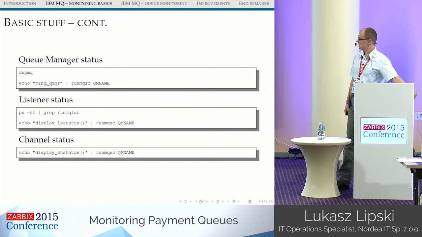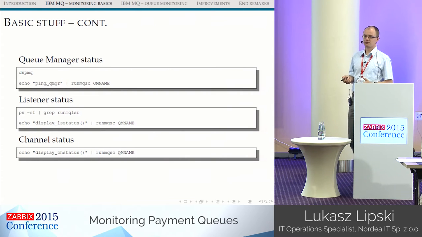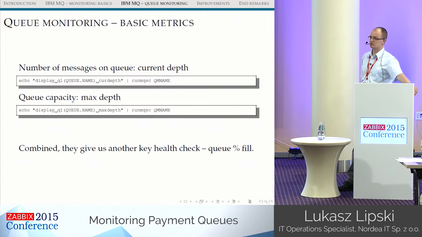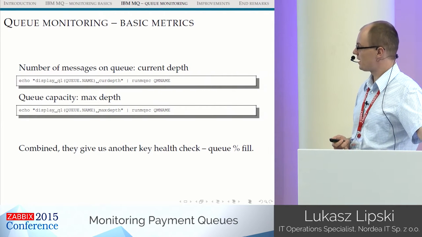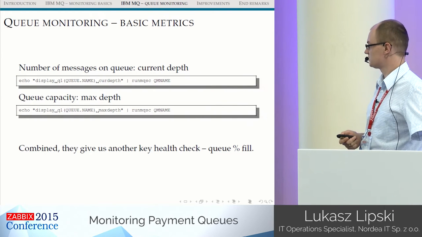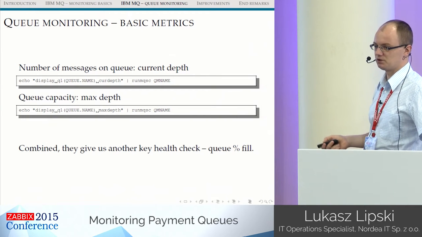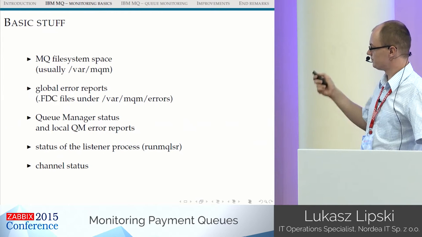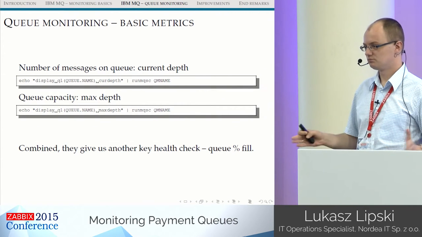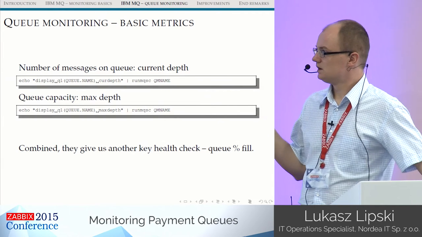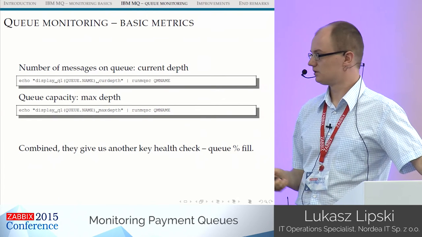And as for the channel status, in order to make sure that all your channels are up and running, you should probably use runmqsc. Aside from those five key metrics, you should also be focused on monitoring two things per each local queue that you have defined and you're using for your messages. You should be monitoring the number of messages on the queue, the current depth, and in combination with the queue capacity, which probably shouldn't change as much, this would give us another key metric, the percentage fill of the queue. So those five items, those two items, and the calculated percentage fill, this already gives you probably most of the stuff you will need. So how can we improve this bare bones setup further?